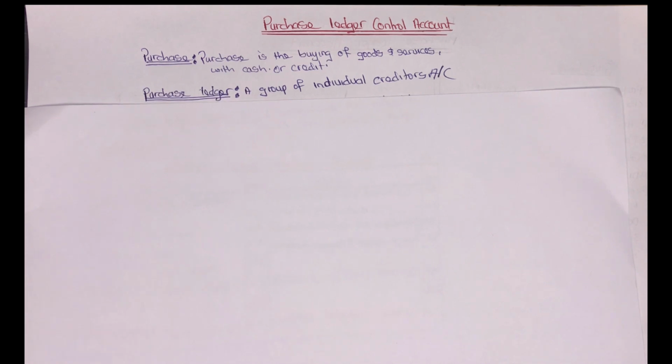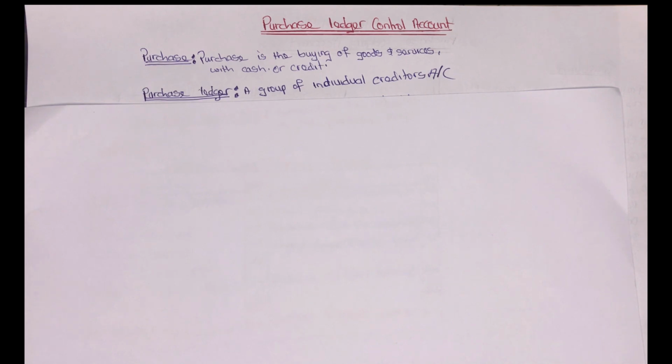A purchase ledger is a group of individual creditors' accounts. It is a group of individual creditors accounts. So when your customers are buying, they are buying on credit too, so you need to open a credit control account.